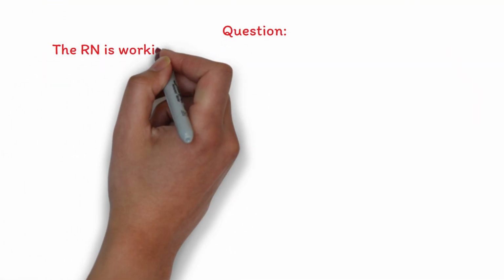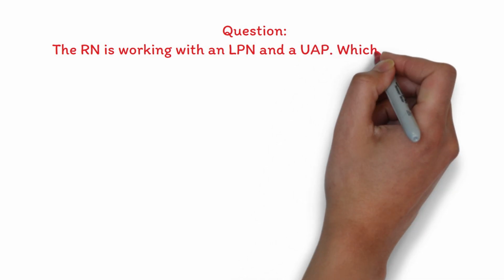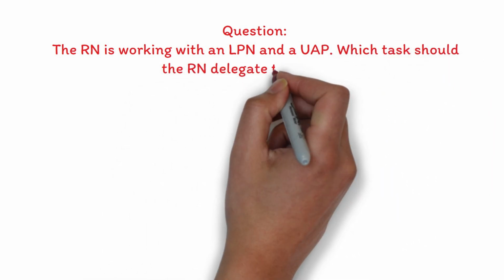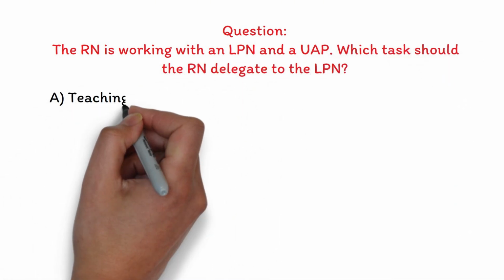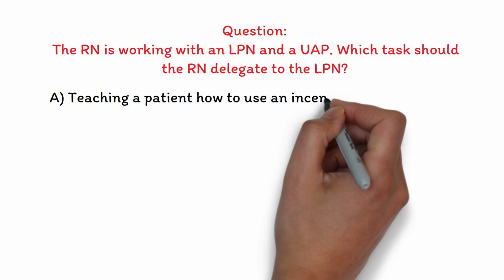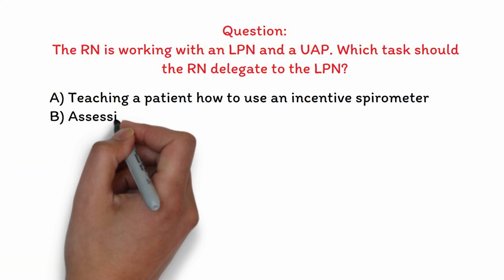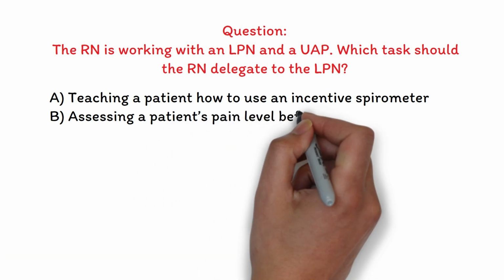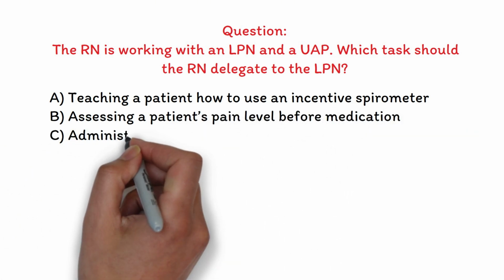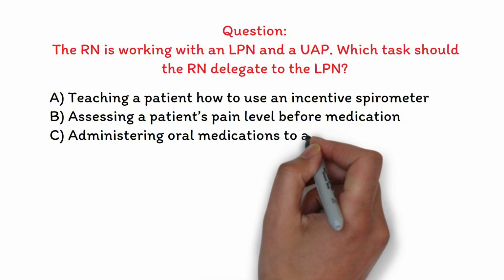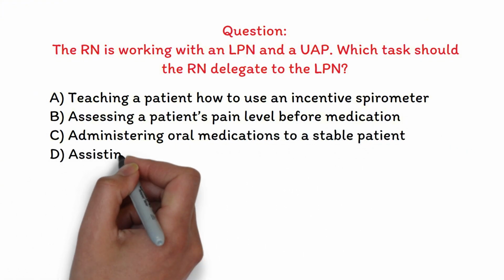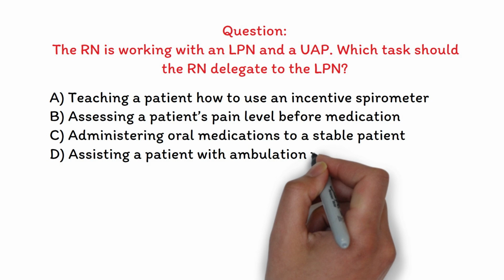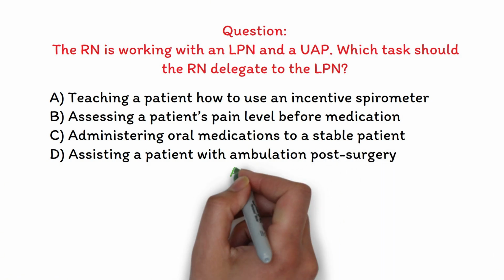Question: the RN is working with an LPN and a UAP. Which task should the RN delegate to the LPN? A, teaching a patient how to use an incentive spirometer. B, assessing a patient's pain level before medication. C, administering oral medications to a stable patient. D, assisting a patient with ambulation post-surgery.